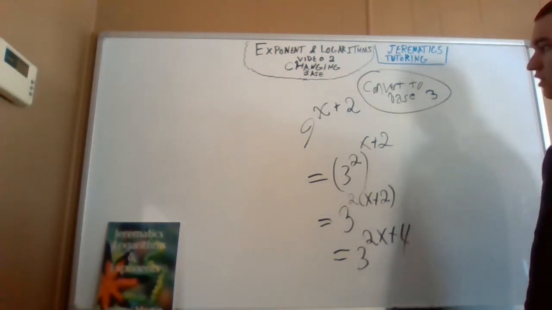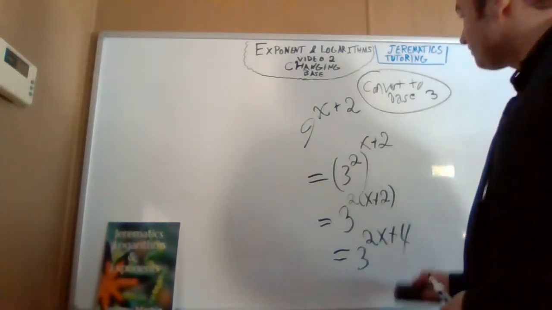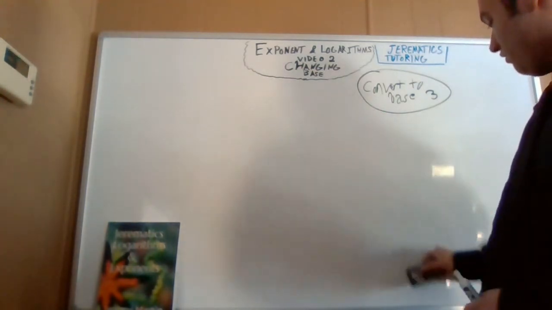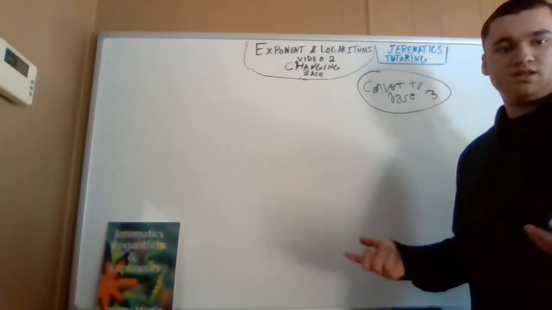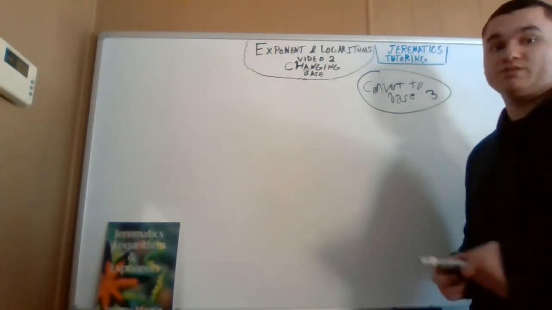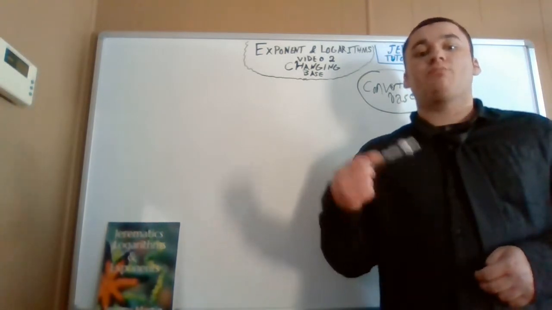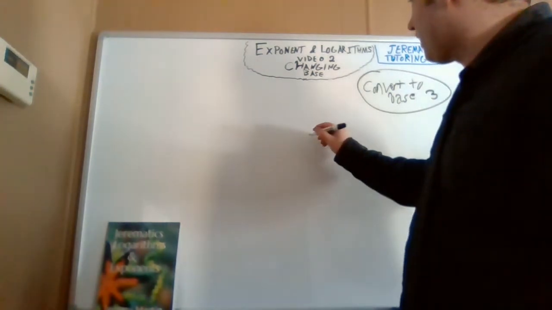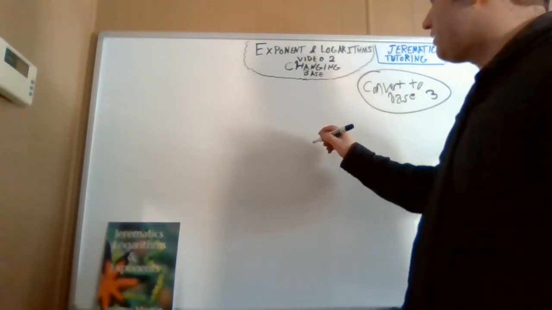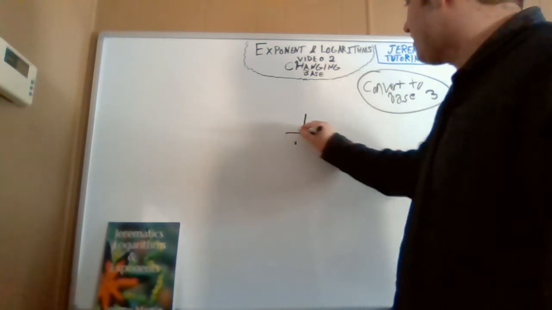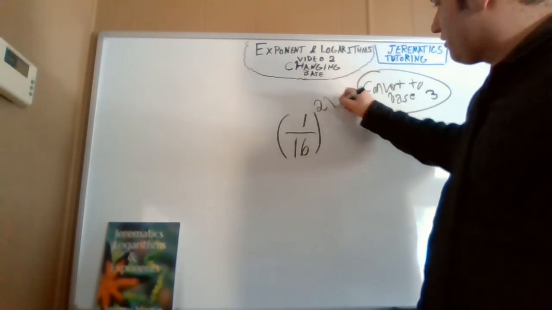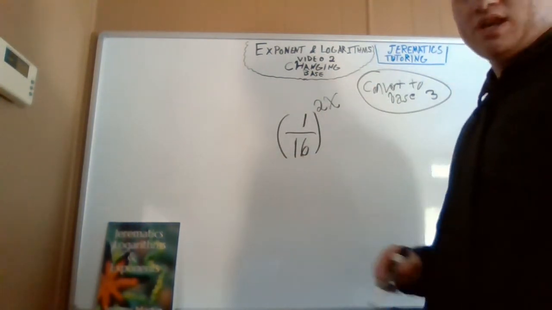So that's how you change the base if you have a variable expression as your exponent. I will give you a few more examples, and then after that, that will be the end of this video, because this video is basically just a discussion about changing base. And in the next video, I will show you how you can apply changing base to solve exponential equations. So now I'll give you another example. Now let's go with 1/16 to the power of 2x, and change this to base 2.